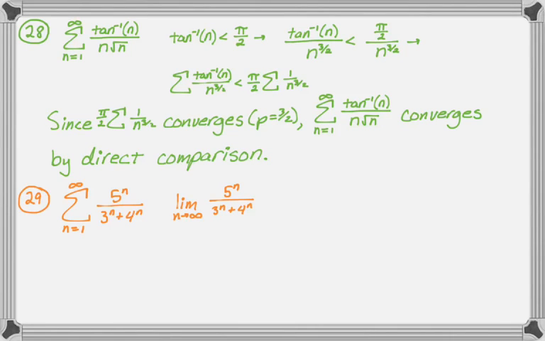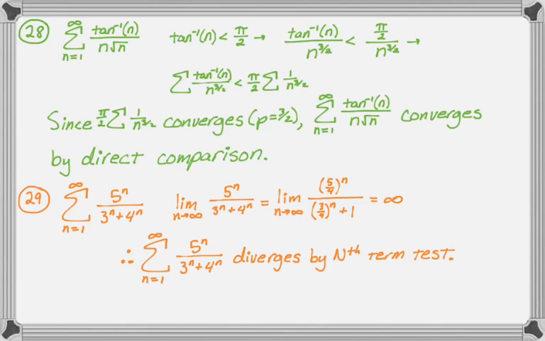For a limit like this, what I usually do is divide through by the highest powered thing in the denominator, which in this case is 4 to the n. So I'm going to divide everything I see by 4 to the n, which gives me (5/4) to the n over (3/4) to the n plus 1. So if you think about it, as n goes to infinity, the numerator, (5/4) to the n, goes to infinity, because that's greater than 1. (3/4) to the n goes to 0, so we end up with infinity over 1, or just infinity, which means that overall we can say that the series diverges by the nth term test.